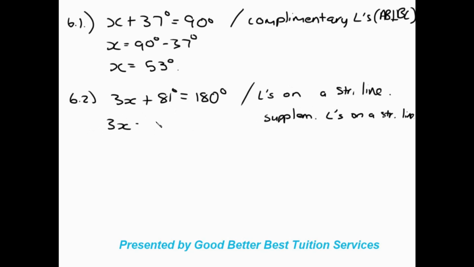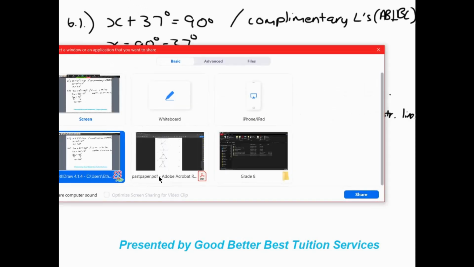So we get 3x is equal to 180 degrees minus 81 degrees. So 3x is equal to 99 degrees. Now we have to get x by itself. So we divide both sides by 3. The 3's cancel each other out over there. We get x is equal to 33 degrees for our answer for 6.2. So now we're going to move on to the next one.